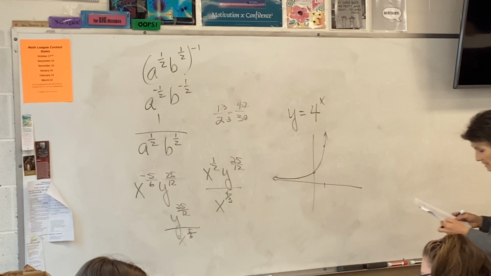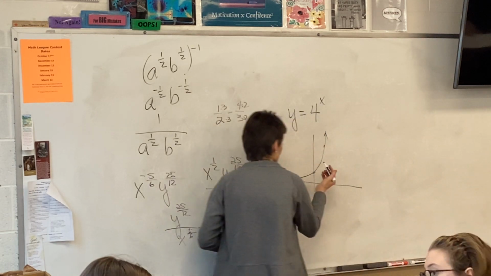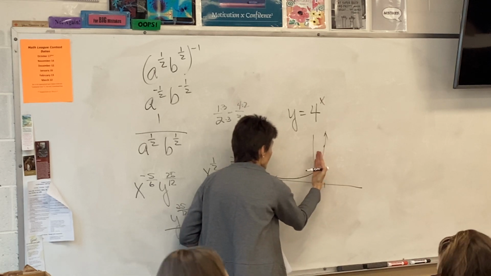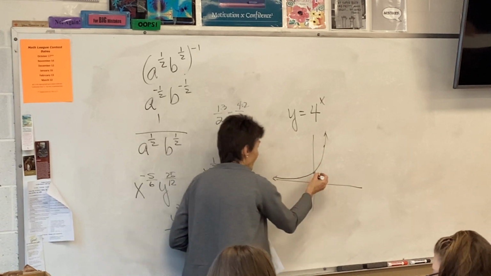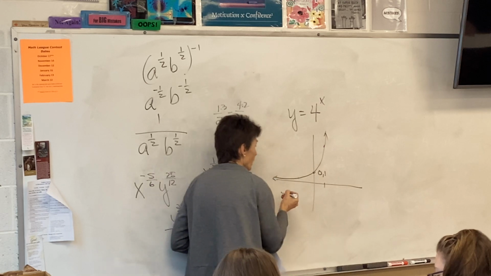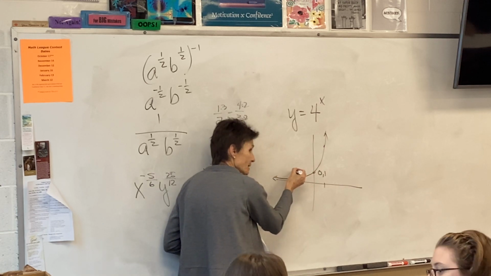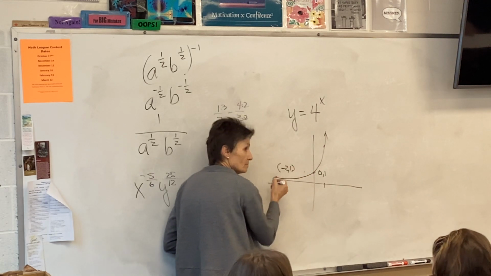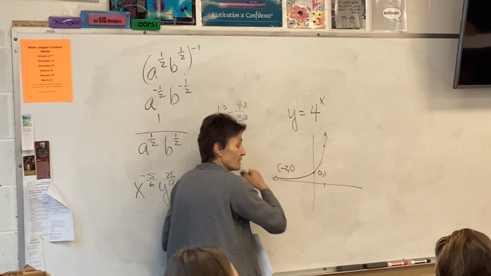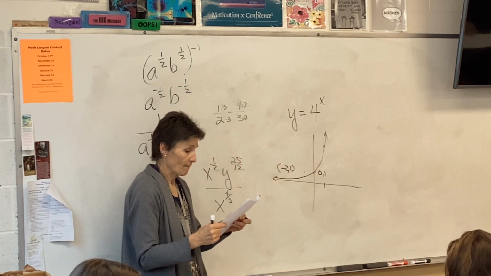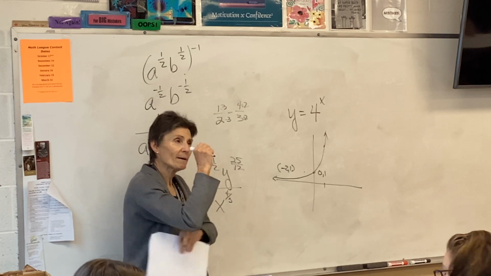So basically, we're just going to take this picture and shift it 2 to the left. This point was 0, 1. Where's that point going to be? Negative 2, 1. Right? Everything is shifting 2 to the left. You were right. Now, what about the second one?